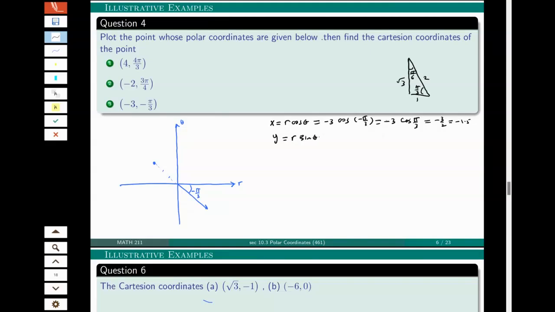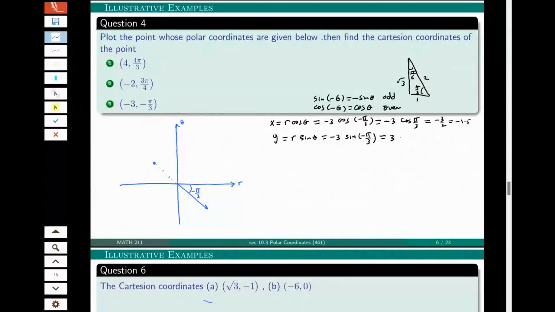For the y coordinate, r sine theta, it will be minus 3 sine of minus pi over 3, and we say sine is odd, which means sine of minus theta is the negative of sine theta. That's what it means to be odd. Cosine is even means cosine of minus theta is always equal to cosine theta, because it's what?